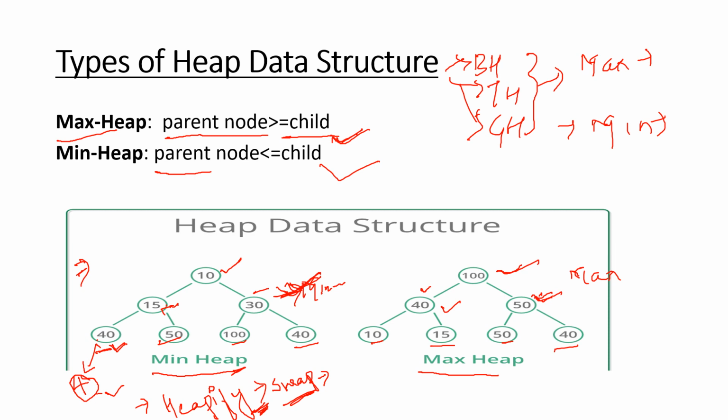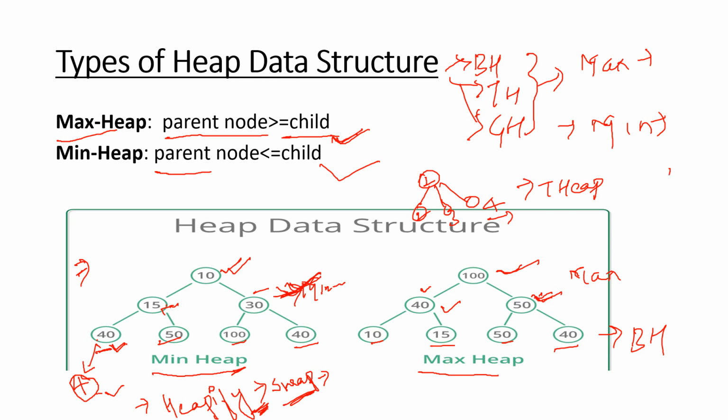If a node in the tree has 2 children, because of that reason this is called a binary heap. Same thing for min heap or max heap: suppose this is the node and these are the 3 children, say 1, 2, 3 and 4. So this becomes a ternary heap, a ternary min heap, right? Because a node has 3 children.